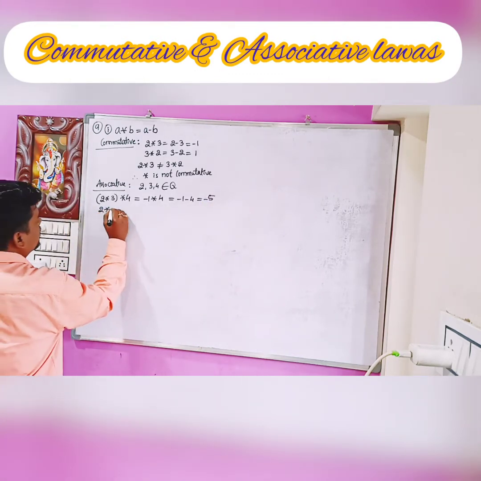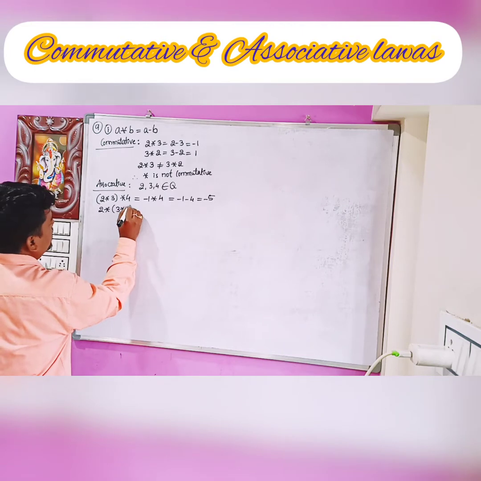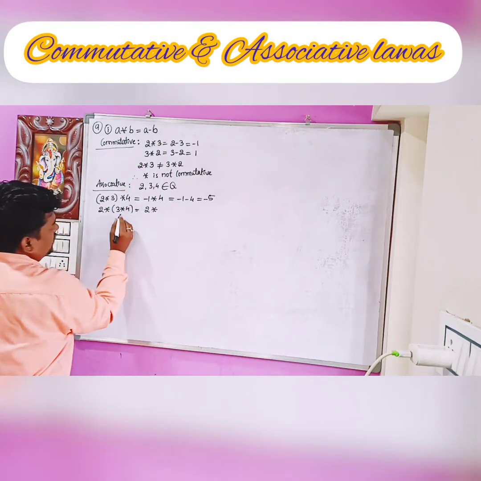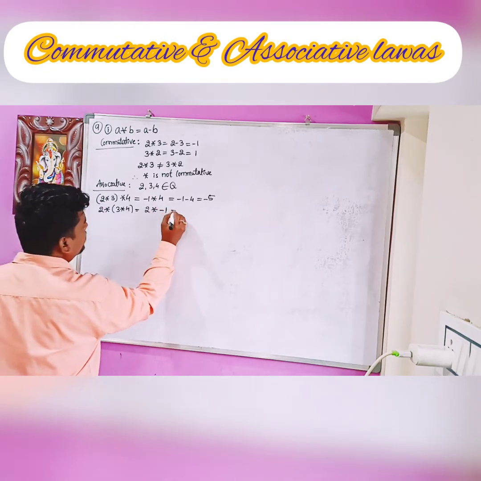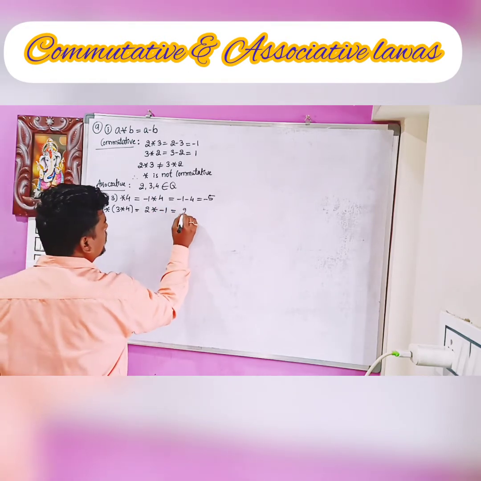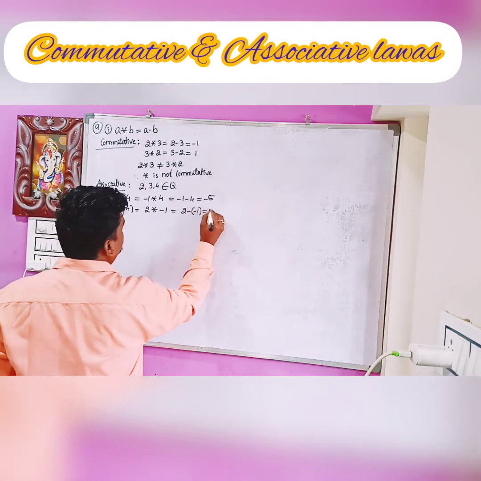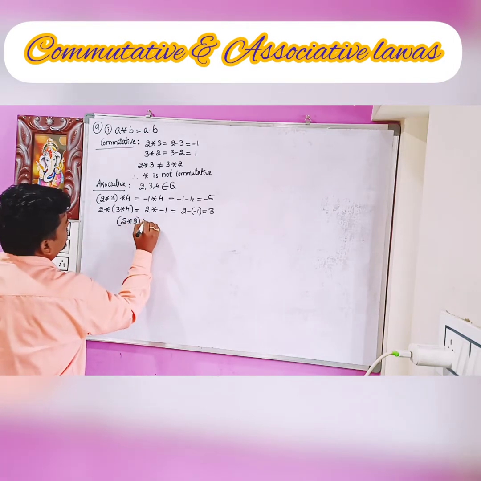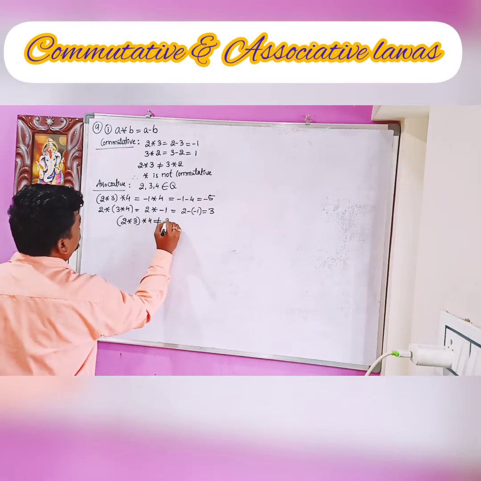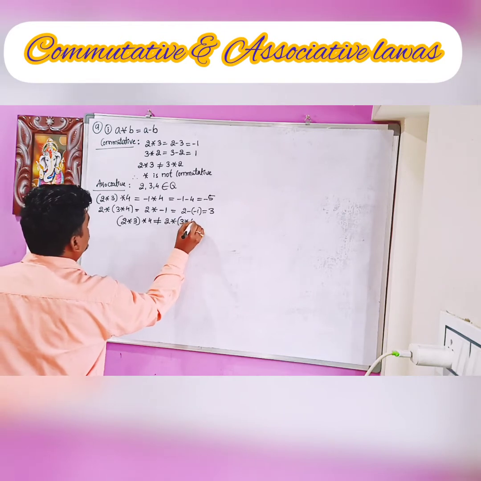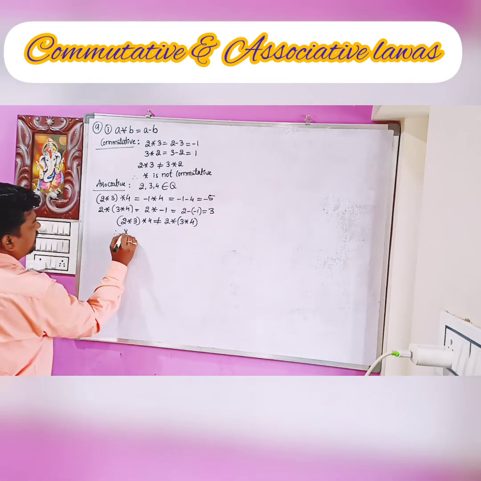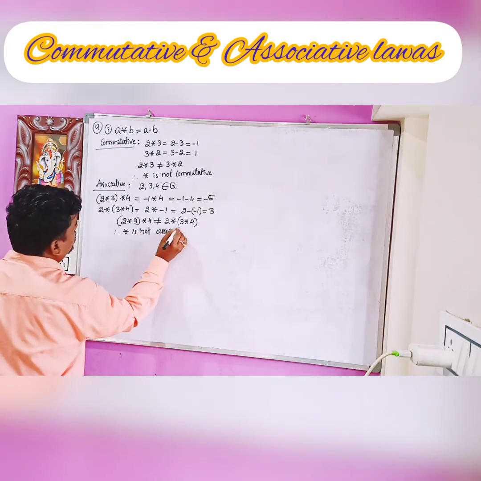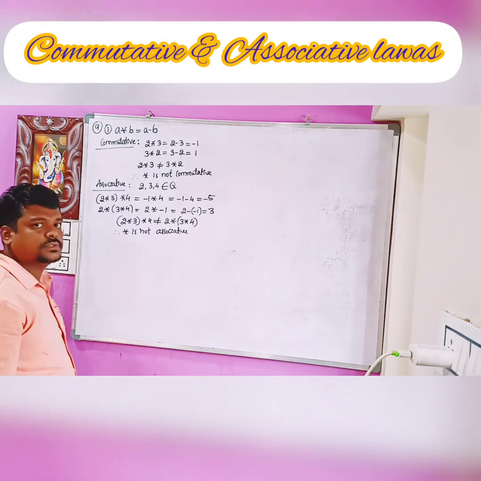Like this, next 2 star (3 star 4). What is 3 star 4? 3 star 4 is 3 minus 4, which is minus 1, with the 2 as it is. So it is 2 minus of minus 1, which is plus 3. They are not equal: (2 star 3) star 4 is not equal to 2 star (3 star 4). So it is enough for saying that star is not associative.